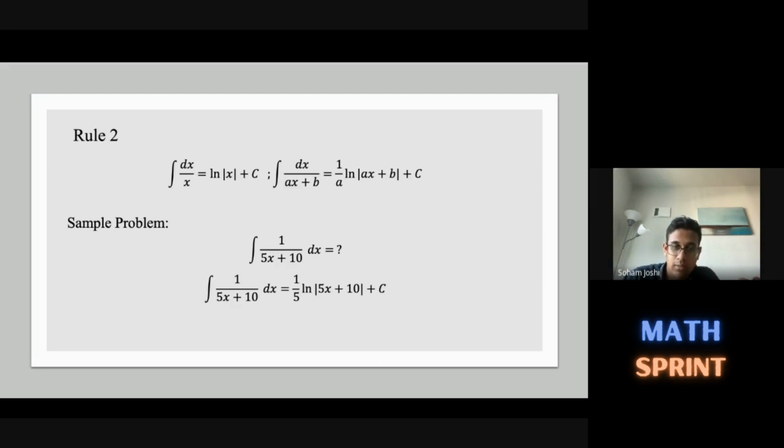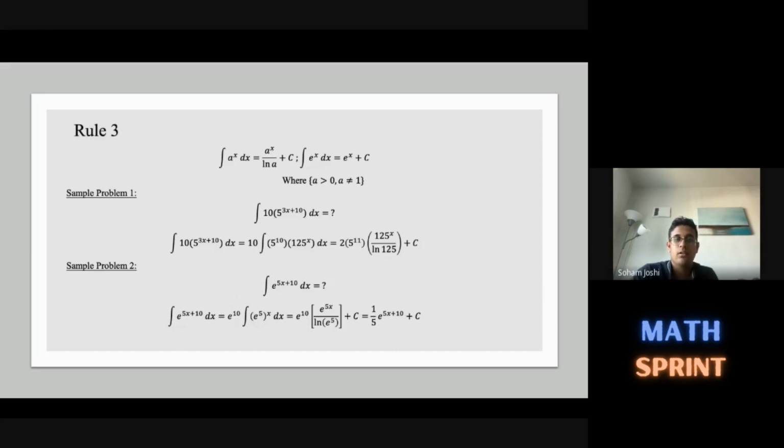Why? Because you must know already from working with logarithms that you cannot perform the log operator on a negative number or a 0. So take a look at the sample problem below. The aim is to find the integral of 1 by 5x plus 10 with respect to x. So you can just apply the formula directly. Here a is equal to 5 and b is equal to 10. So we get our answer as 1 by 5 ln, the absolute value of 5x plus 10 plus c. Now remember, ln refers to the natural logarithm.